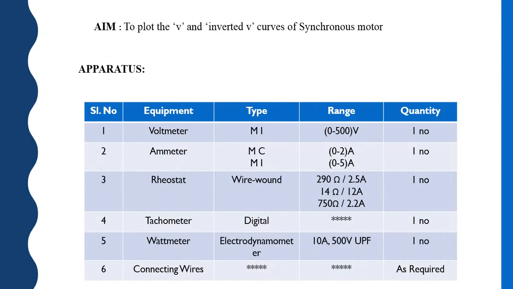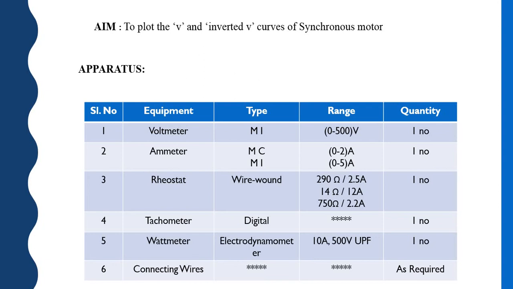Apparatus required: a voltmeter to measure voltage, moving iron, of range 0 to 500 volts. Two ammeters are used, moving coil and moving iron, AC and DC, of 0 to 2 amps and 0 to 5 amps range. Rheostats of wire wound type: one of 290 ohm, another of 14 ohm and 750 ohm. Three wire wound rheostats are used.